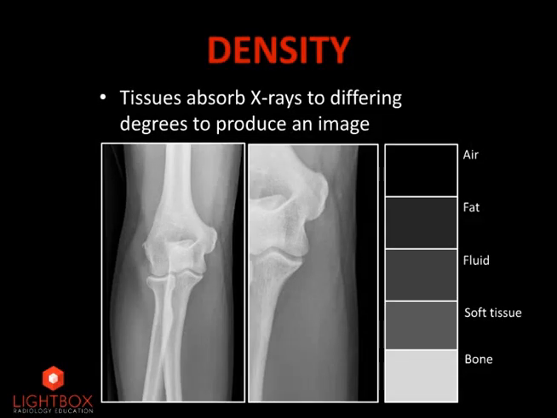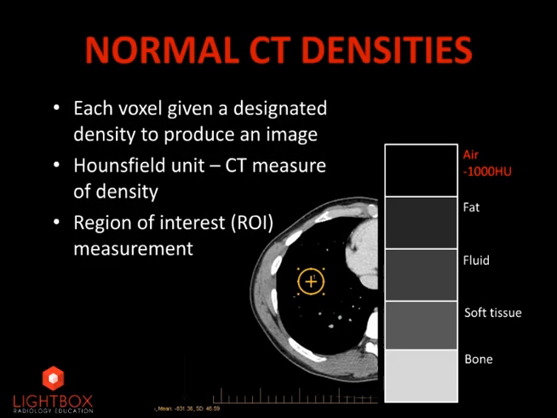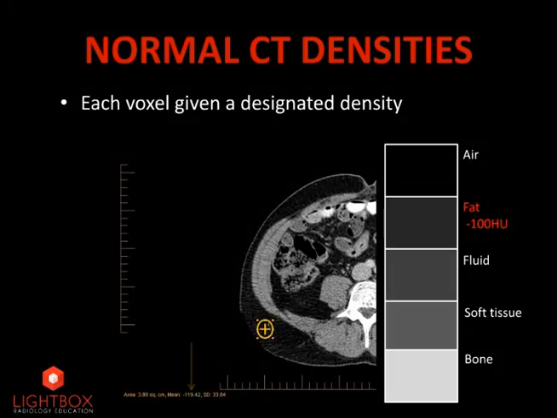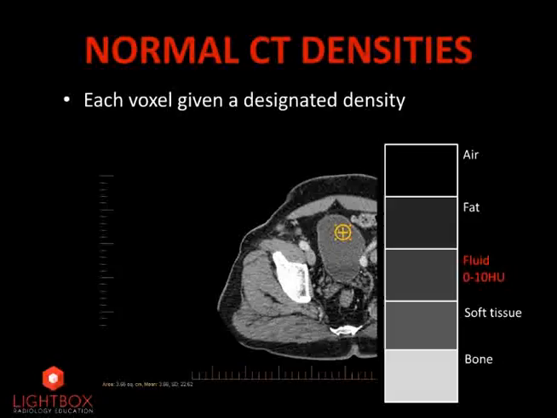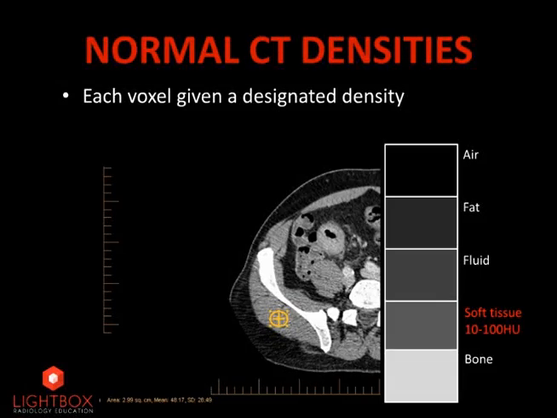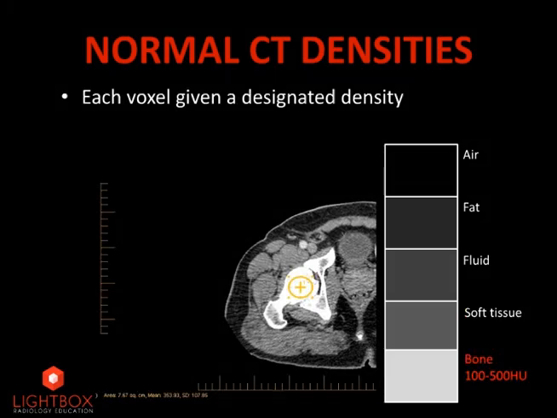CT density reflects the opacity or lucency seen on plain film. Areas in the body which absorb fewer X-rays appear black, while those that absorb most X-rays appear white. Each voxel is given a designated density. Air has a density of -1000 Hounsfield units. Fat has a density of -100 Hounsfield units. Fluid has a density between 0 and 10 Hounsfield units. Soft tissue has a density between 10 and 100 Hounsfield units. Bone has a density of between 100 and 500 Hounsfield units.